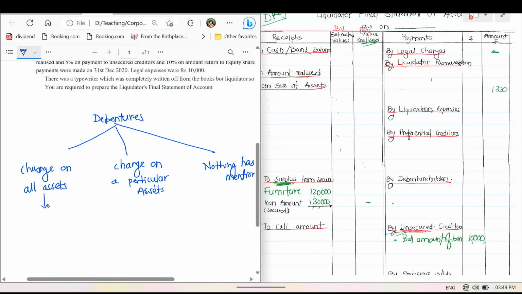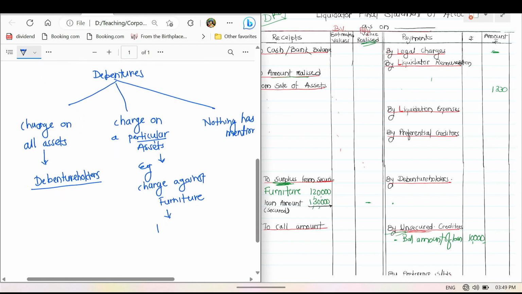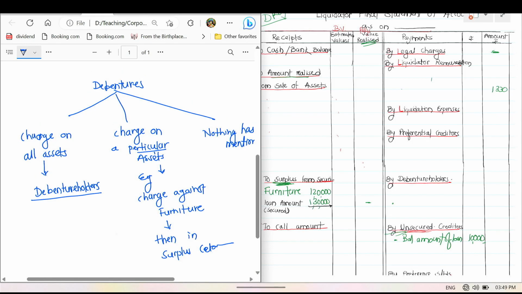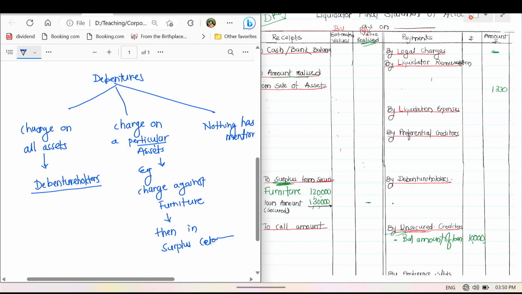Okay, then if this is the case, charge on all assets, then write debentures in the debenture holders category. If charge on a particular asset, for example charge against furniture, then what? Then in the surplus category. Understood? Okay, any doubt here? No, I think you must not be having any doubt. Debentures: only three cases you will get: charge on all assets, charge on a particular asset, and nothing has been mentioned about the charge.